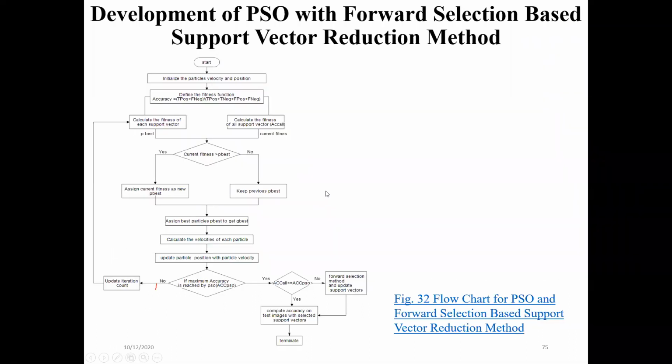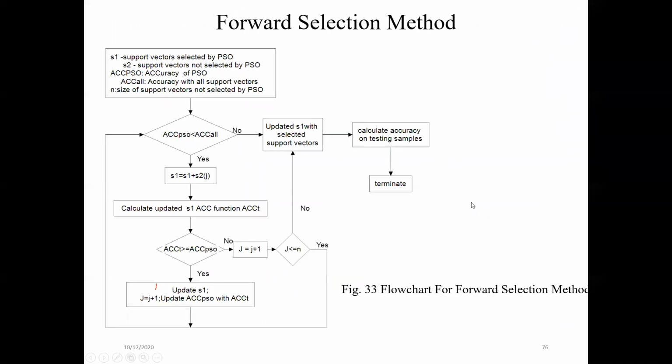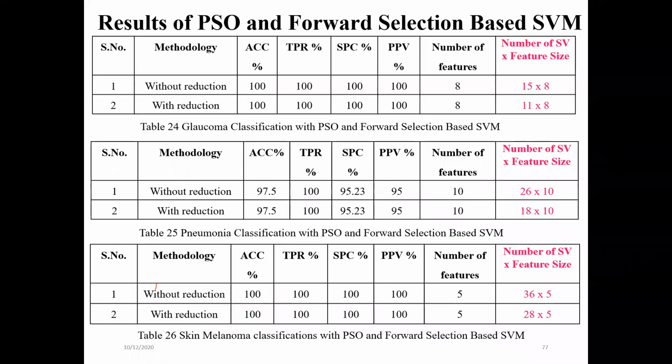So as we observed that PSO alone cannot give good accuracy, we thought of developing a PSO with forward selection based support vector reduction method. So a combination of PSO with forward selection based support vector machine is done. The flowchart for the forward selection method is shown, and also the results of the combination of particle swarm optimization and forward selection based SVM. You observe that without reduction 15 by 8 is the number, and with reduction 11 by 8.